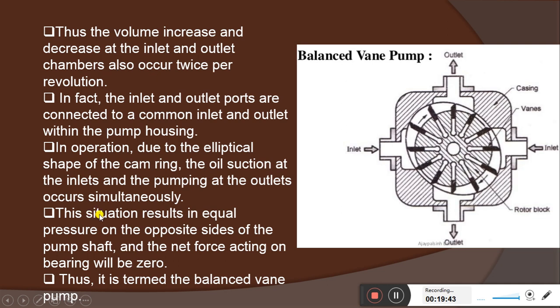What happens? This situation results in equal pressure on opposite sides of the pump shaft, and the net force acting on the bearing will be zero. As you see, the inlets are at diagonal positions, and the outlets are also at diagonal positions. Because of that, both ends experience the same amount of pressure, and it will not affect the bearing of the rotor. In other pumps there is an effect on the bearings. Here there is none, so it is called a balanced vane pump.